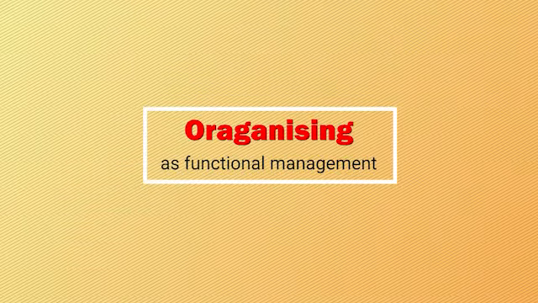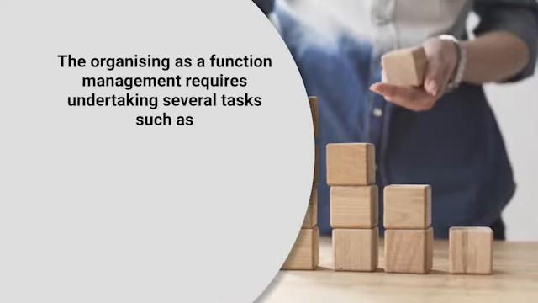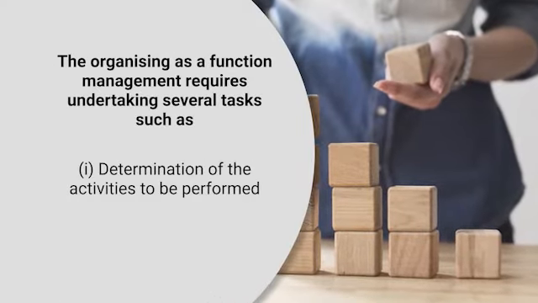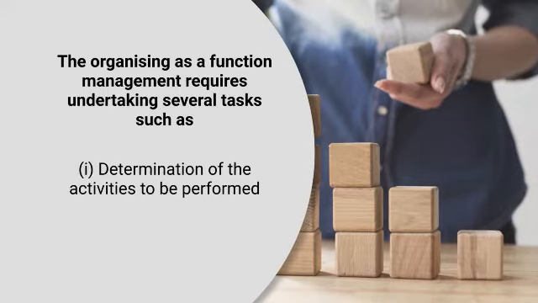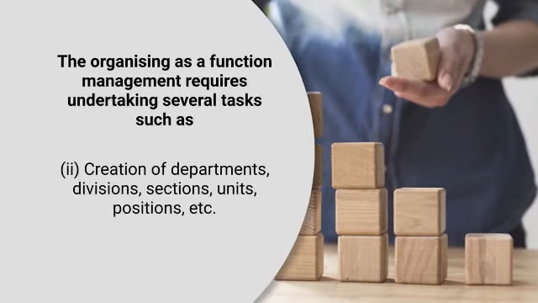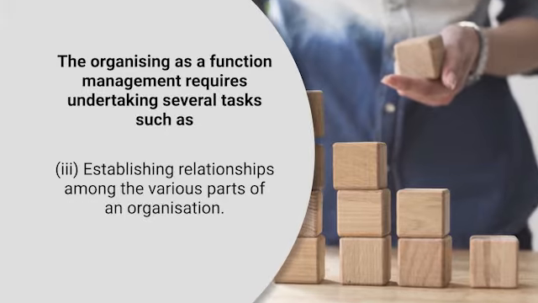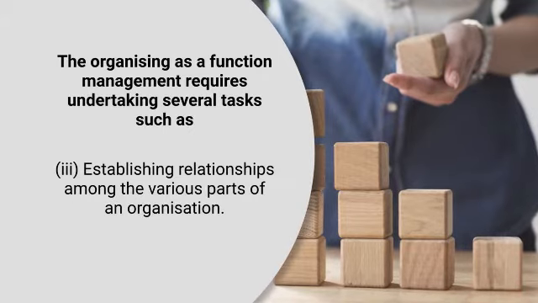Organizing as a functional management requires undertaking several tasks, such as determination of the activities to be performed. So there are certain activities you have lined up, and you are determined that you are going to give your 100% to those activities. Then creation of departments, divisions, sections, units, positions, etc. And establishing a relationship among the various parts of an organization. So these are the three major components you need to understand in the functional management of organizing.